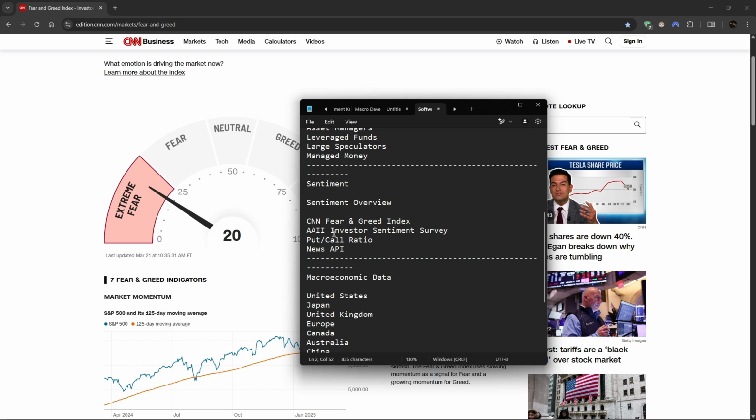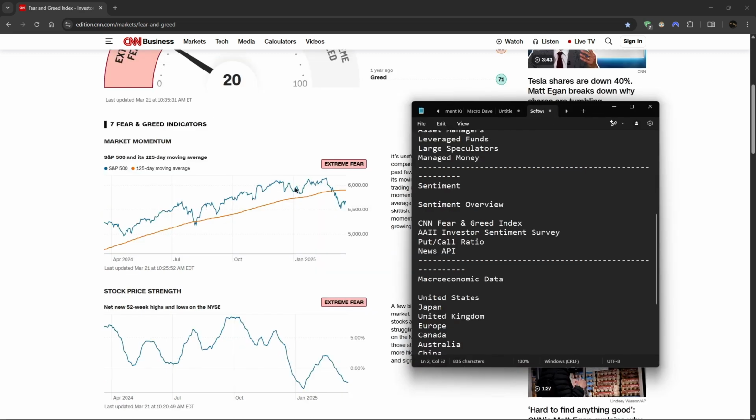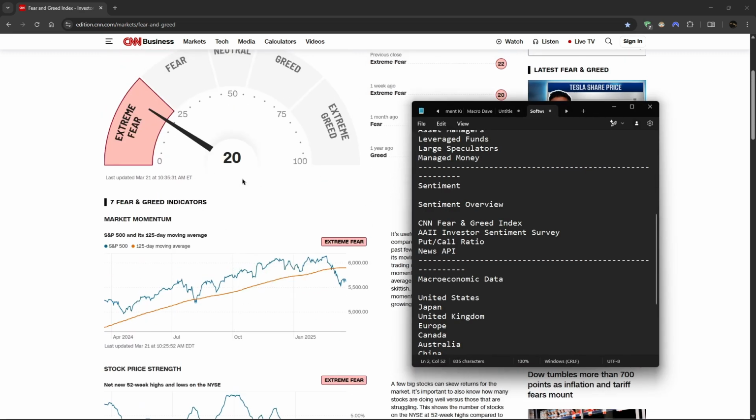The AAII investor sentiment survey. This can give you a good look into sentiment. Next, we have the put to call ratio, which is actually internalized in the CNN Fear and Greed Index. So I might not have that.